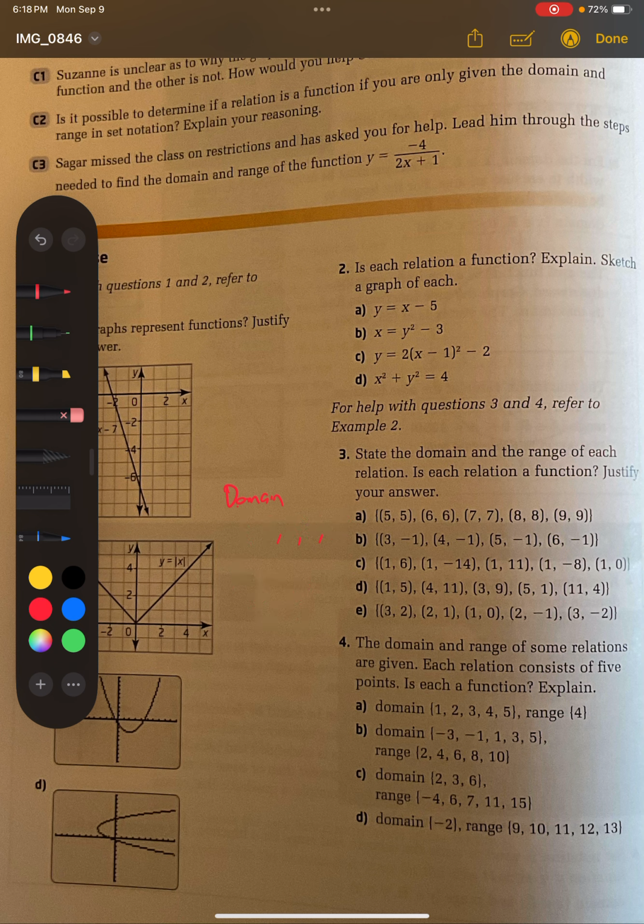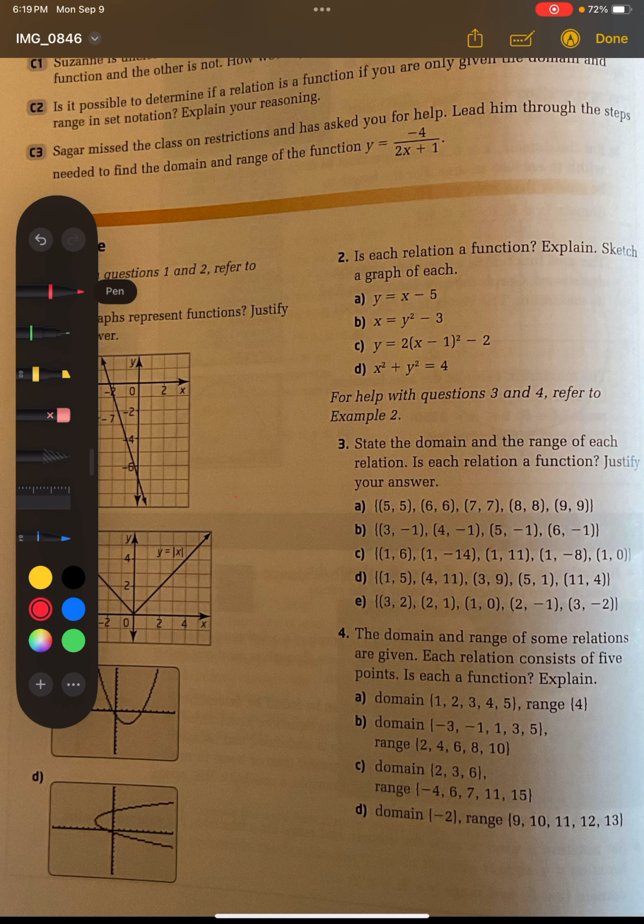Okay, so let's do C. So this was a function, this was a function. Let's do this. Here I have 1, and I have 1. 1 points to 6, and 1 points to -14. And actually 1 points to 11, and 1 points to -8, and 1 points to 0. So it's like this function can't make up its mind. If I give it 1, it's going to tell me 6, -14, 11, -8, or 0. Therefore, it's not a function. So it defies the definition of a function.